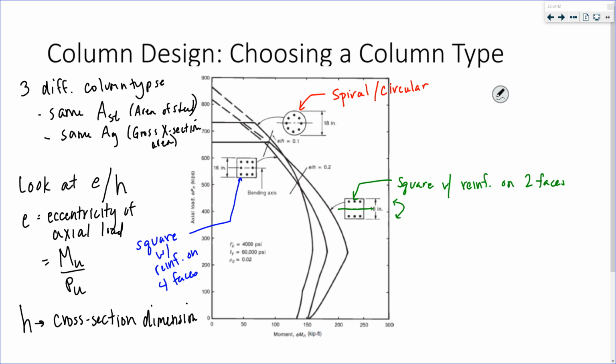So here we have our e over h less than 0.1. So that means we don't have a lot of eccentricity, right? And what performs the best there is our spiral.